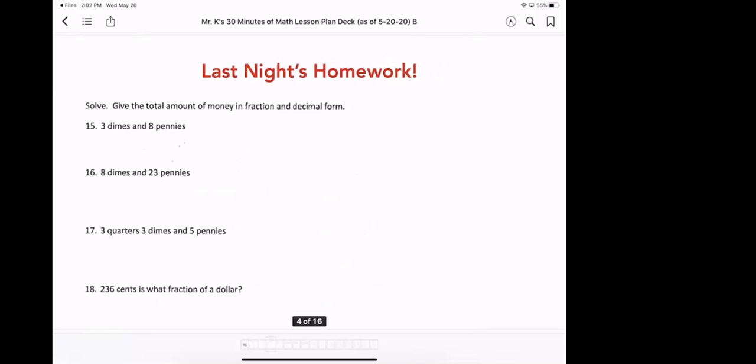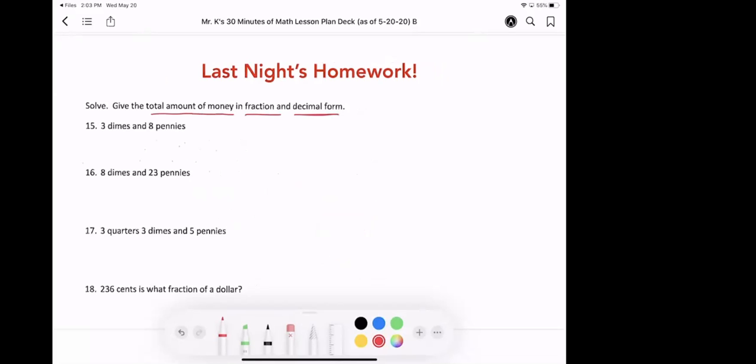All right, let's go to our homework from last night, and we were supposed to give the total amount of money in fractional and decimal form. So 3 dimes and 8 pennies. So I'm going to do it like this, 3 dimes, I'm just going to say D, D, D, and then 8 pennies, 1, 2, 3, 4, 5, 6, 7, 8, P, P, P, and we're almost there.